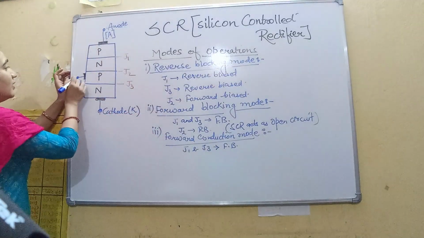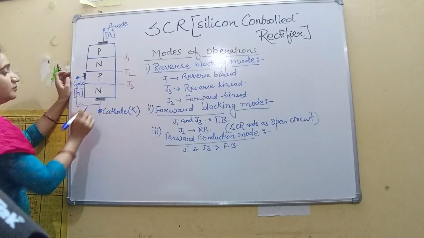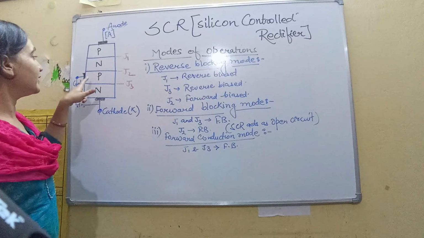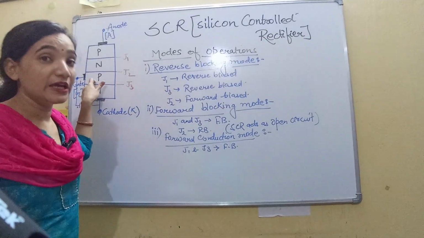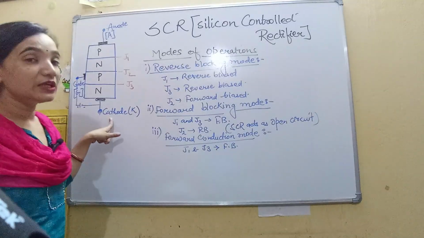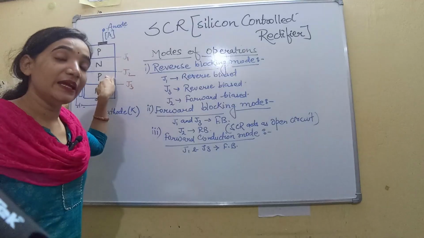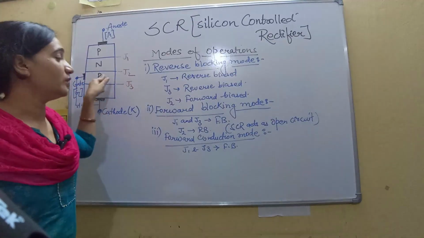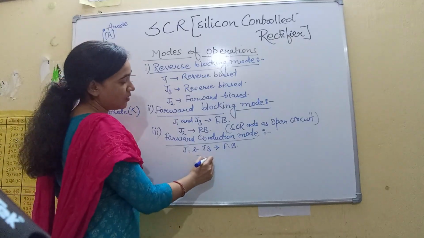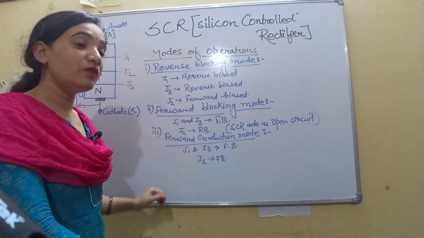We are applying a positive voltage source. We are connecting the positive terminal to the P side, that is the third layer of the SCR, and the negative terminal to the cathode. This means we are giving a positive pulse to the gate with respect to the cathode. So in this case, our J2 will also be in forward bias.